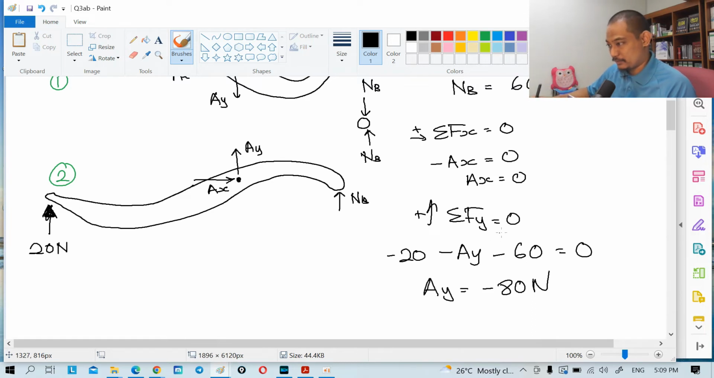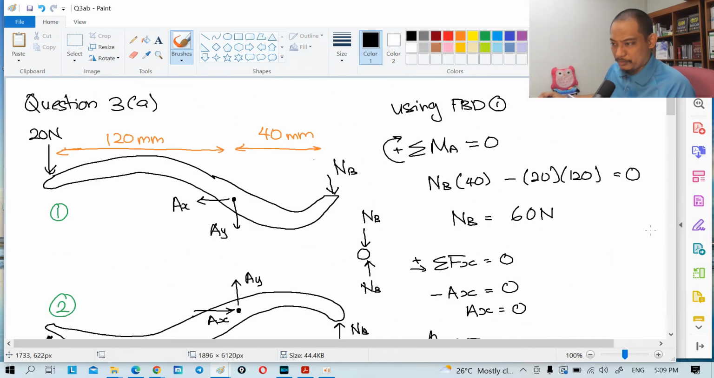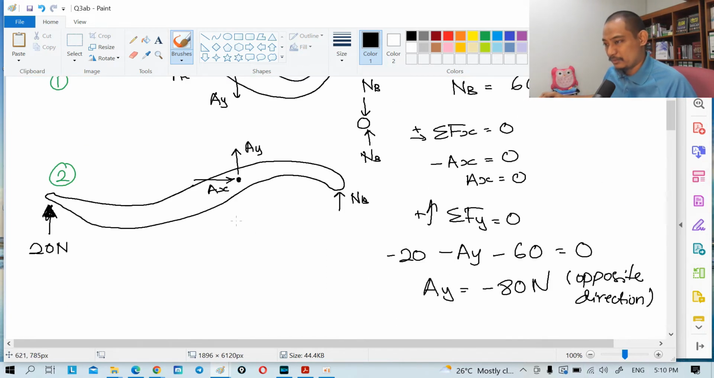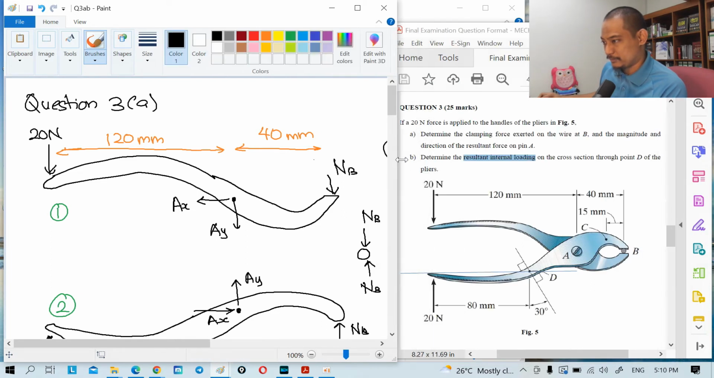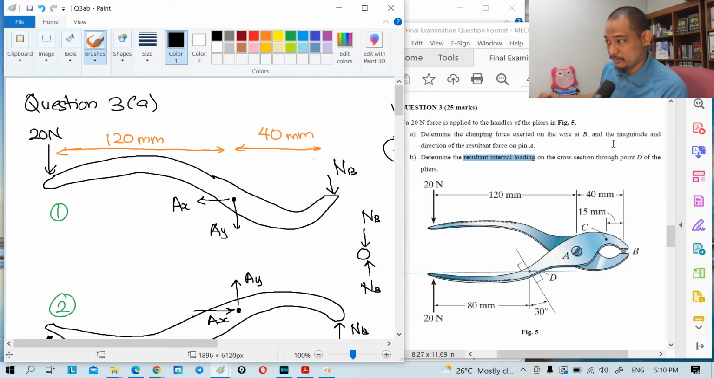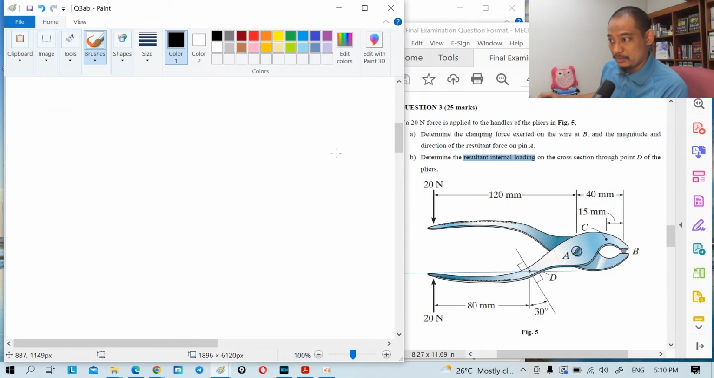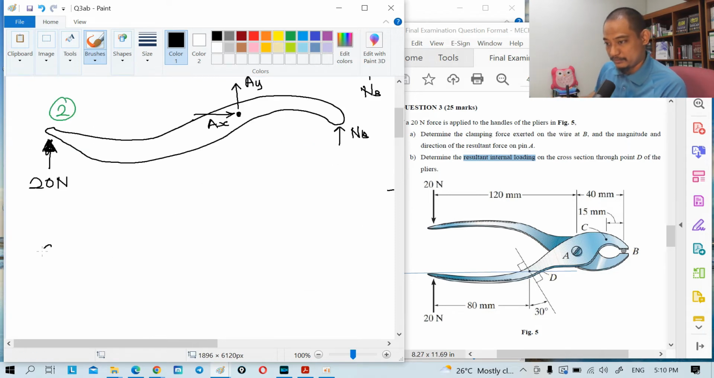Meaning opposite direction. So that's the answer, AX, AY, and NB. Now opposite direction meaning that for the free body diagram here it will be upwards, but for free body diagram number 2, it will be downwards. Alright, so that's part A. We have covered all: determine the clamping force, and we have magnitude and direction of resultant force.